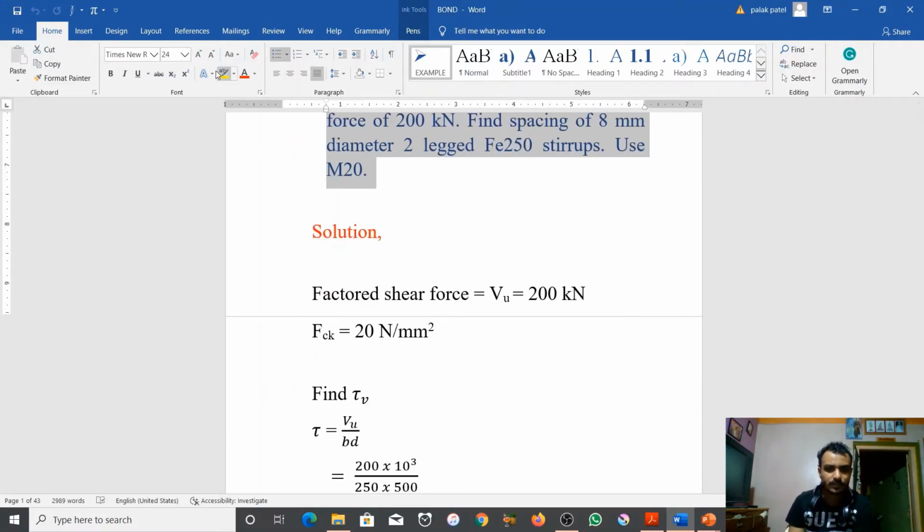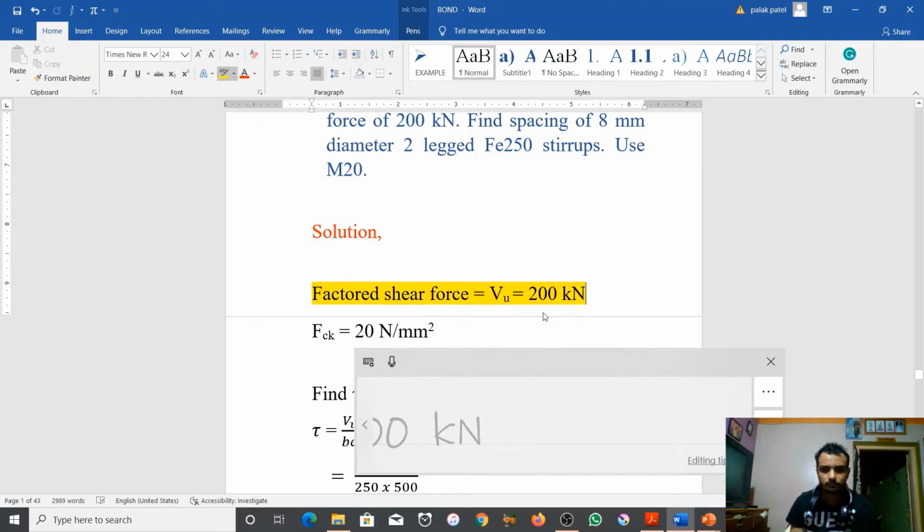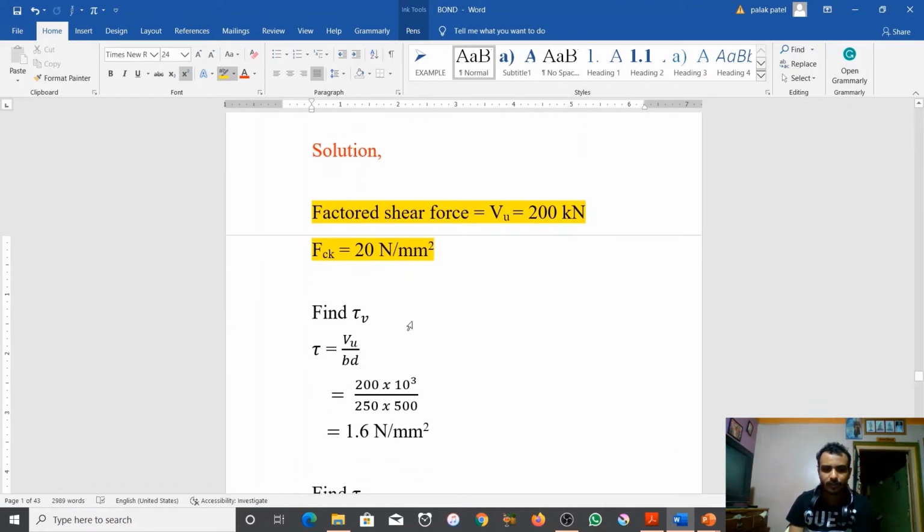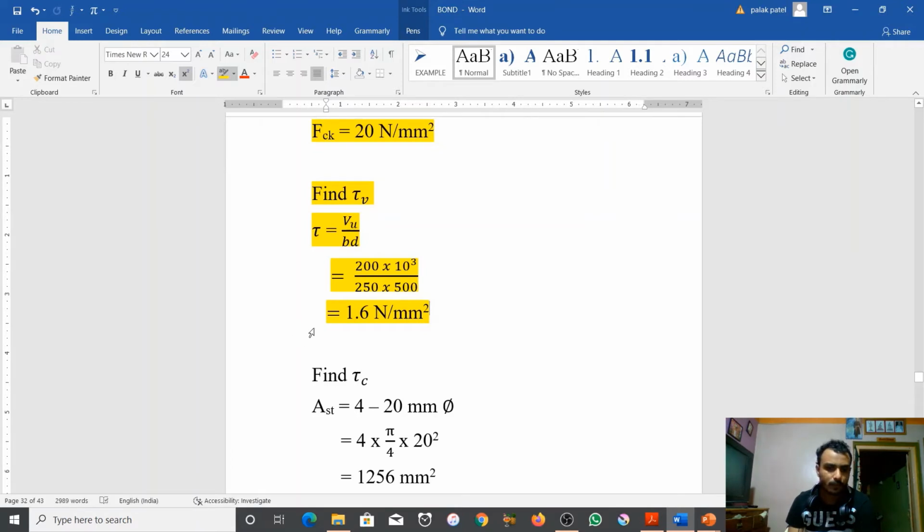So factored shear force is given as 200 kN, fck 20 Newton per mm square. First of all we have to find out tau v. The equation for tau v is Vu upon bd. So Vu is equal to 200 into 10 raised to 3 divided by 250 into 500. So tau v is 1.6 Newton per mm square. So we found the tau v.